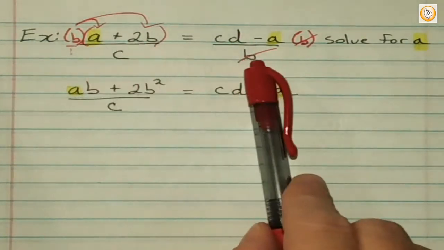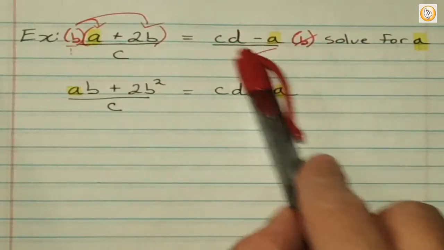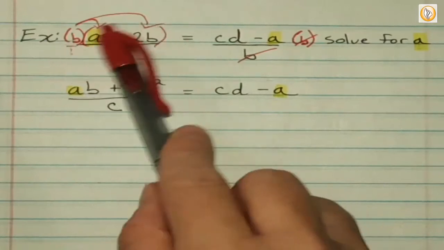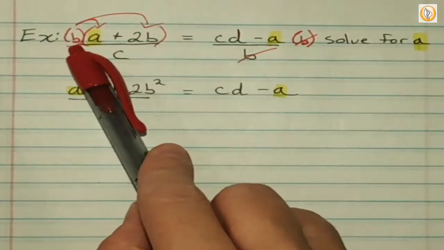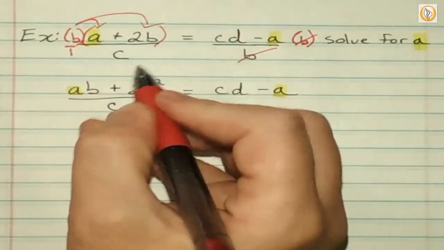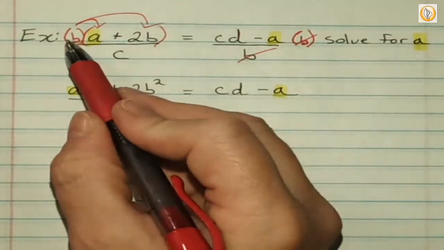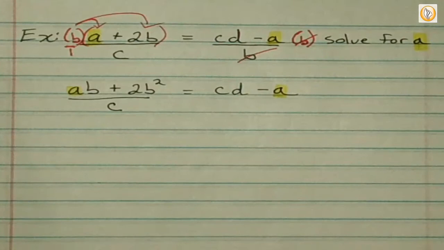So we multiplied this B down here with this whole thing, which crosses out, and then this whole thing, which is like distributive property, because it's really like B over 1. 1 times C is C, B times A is AB, and B times 2B is 2B squared. Does everyone see that?